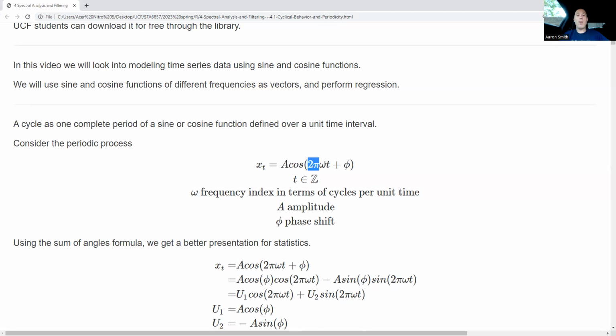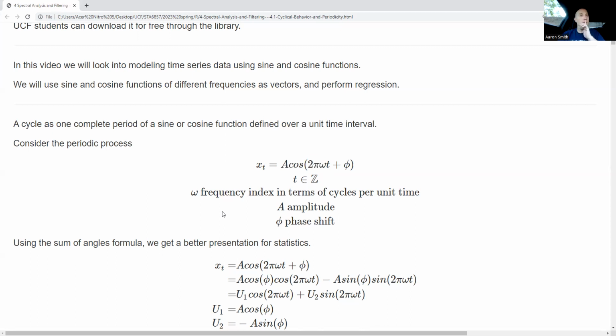Here we're going to have 2 pi times omega times time plus this phi. This phi is going to be our phase shift, and omega is going to be the frequency index in terms of cycles per unit time. Remember that the standard period of regular sine and cosine is 2 pi. So here, to make things more consistent and easier to interpret, I'm putting in that 2 pi coefficient.